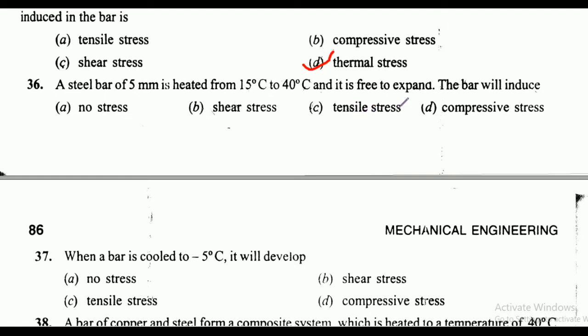Okay. Next is a steel bar of 5 mm is heated from 15 degrees Celsius to 40 degrees Celsius and it is free to expand. The bar will induce here options are no stress, shear stress, tensile stress, compressive stress. So here friends, correct answer is option A, that is no stress.